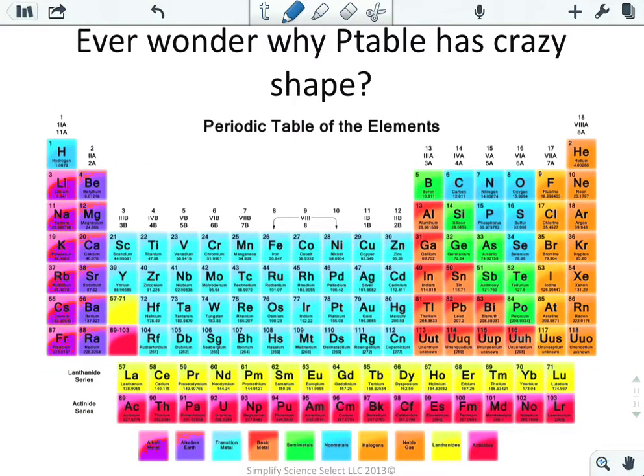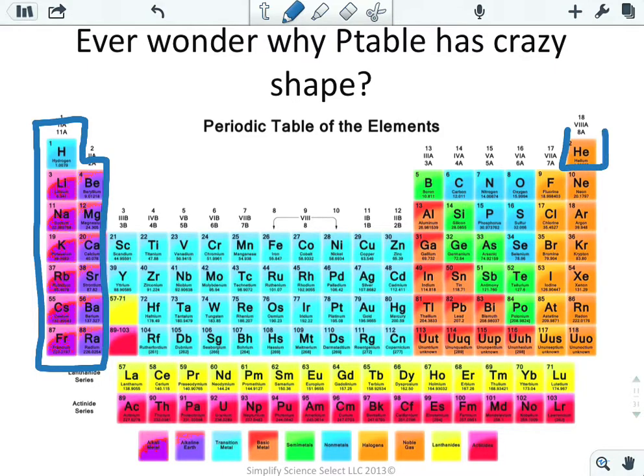Okay, ever wonder why the periodic table has a crazy shape to it? The reason it's structured like this is because of electron configuration. Now, the blocks, we talked about this. When we're looking at what we call the s block, or the s orbital, that takes up our alkali and alkaline earth metals right here, and helium. Okay, and helium is kind of a part of that.